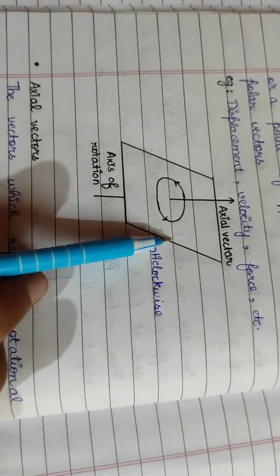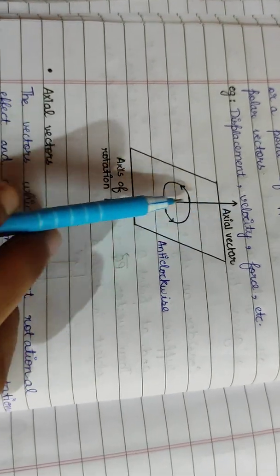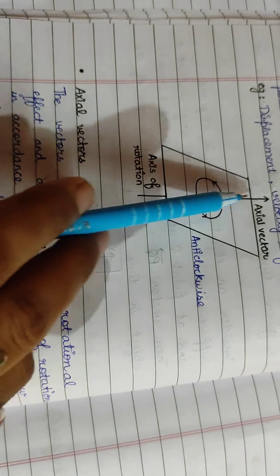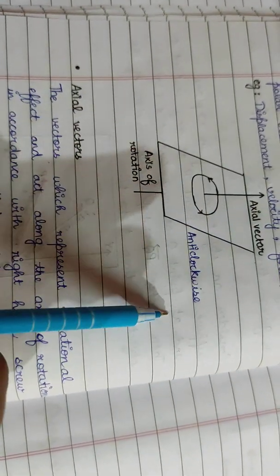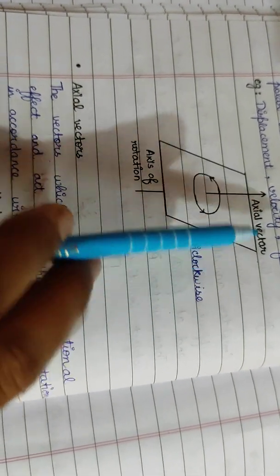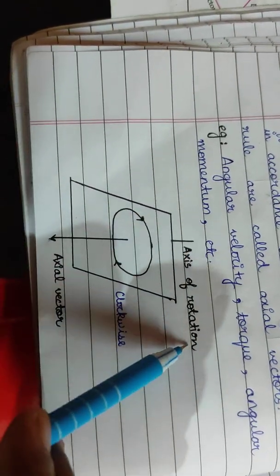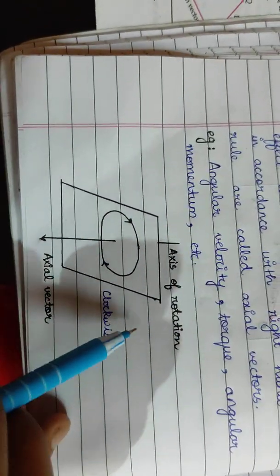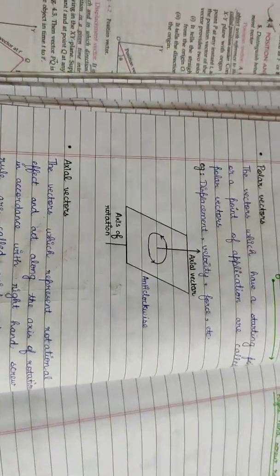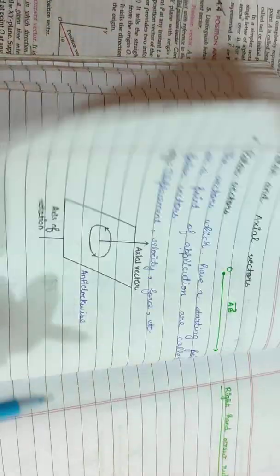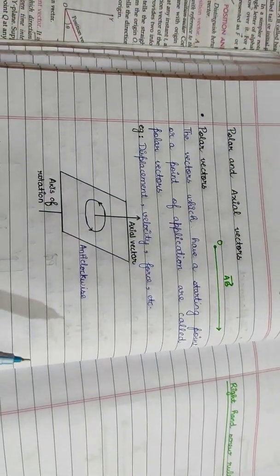Now look at this figure. This axial vector is acting along this axis of rotation in anti-clockwise direction, and this axial vector is acting along the axis of rotation in clockwise direction. So class, this was all about position and displacement vectors and polar and axial vectors.